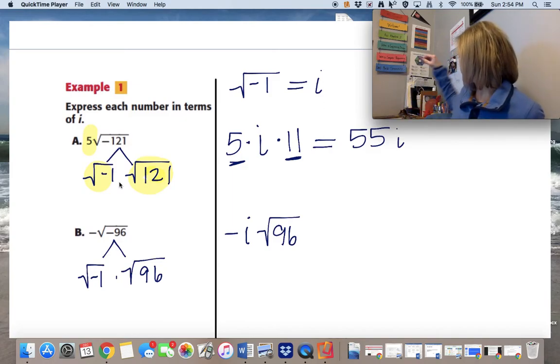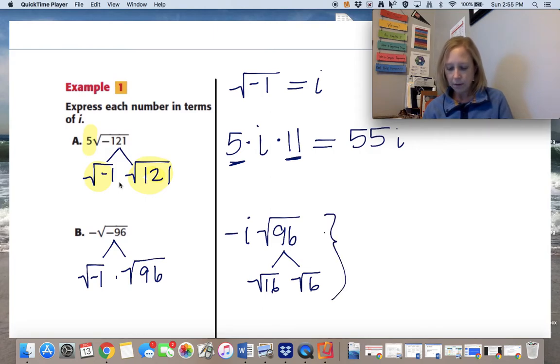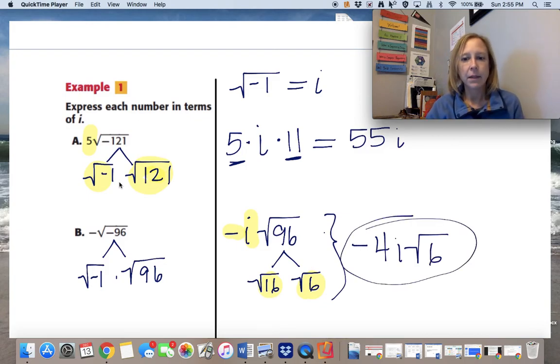Now 96 is not a perfect square, so I'm going to grab my calculator because I bet there's some perfect squares that go into it. So I'm going to do some guessing. 96 divided by 16 is my first guess, and I guessed right. 96 divided by 16 is 6. So let's break this down and simplify it further. The square root of 16, square root of 6. And so this simplifies to, when I take all of these parts, I've got my -i, the square root of 16, and the square root of 6. So the square root of 16 is 4. -4i square root 6. That's my simplified expression.